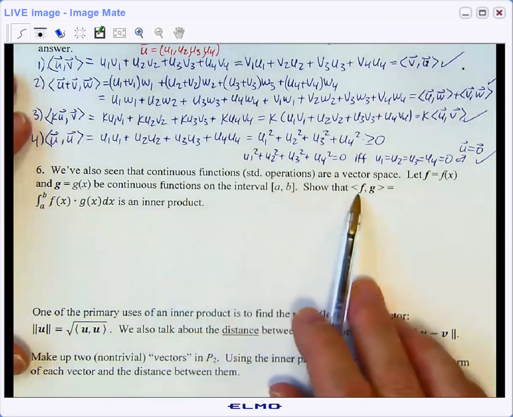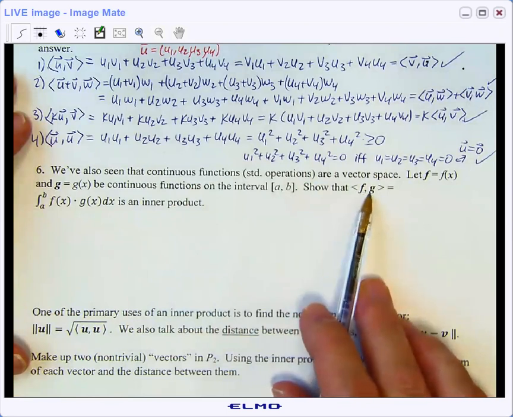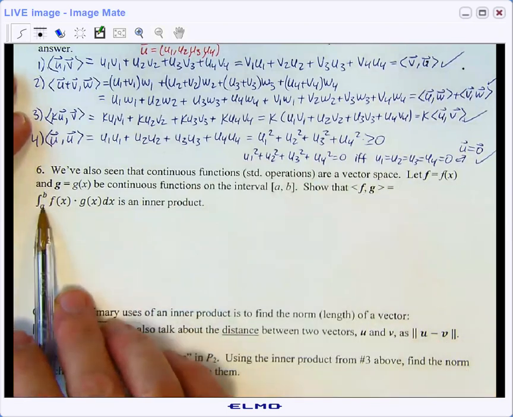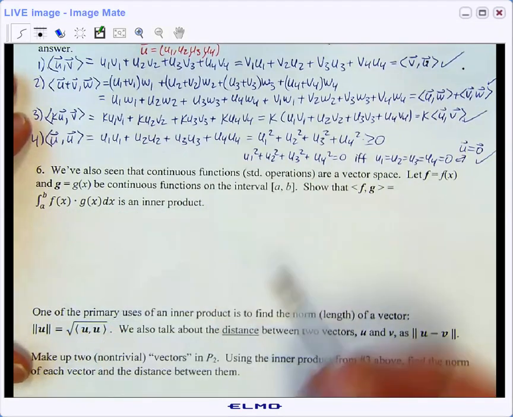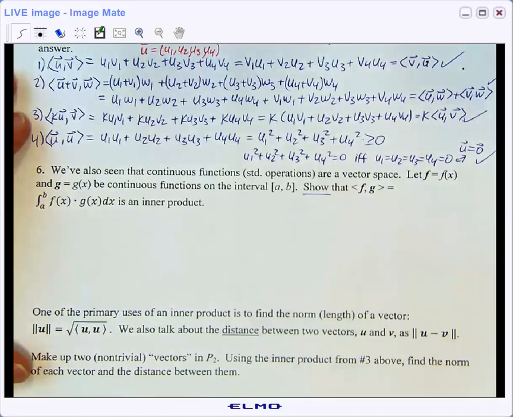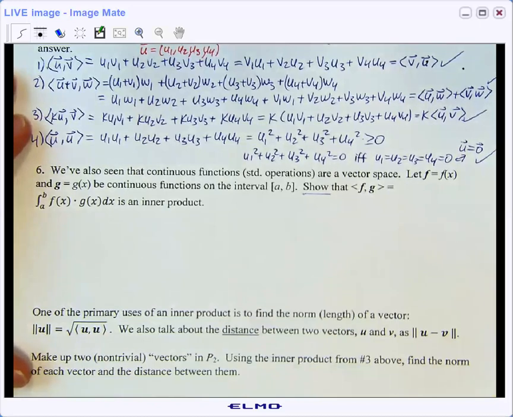And we're going to show that f inner product g, given by the integral from a to b of f of x times g of x, is an inner product. So I'm giving you a hint here: show that it is. We're not asking you whether it is or not, it is. So go ahead and show those 4 axioms on this inner product. And we'll let you work on that and then come back together.